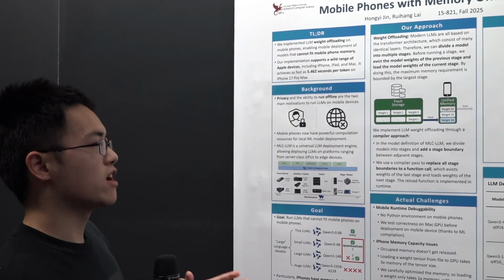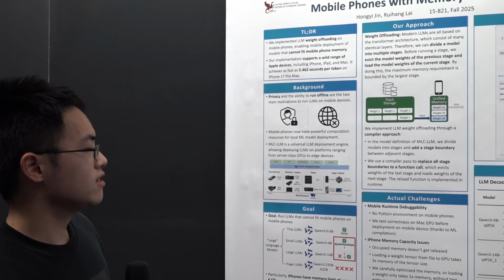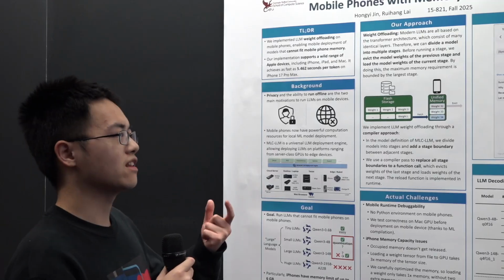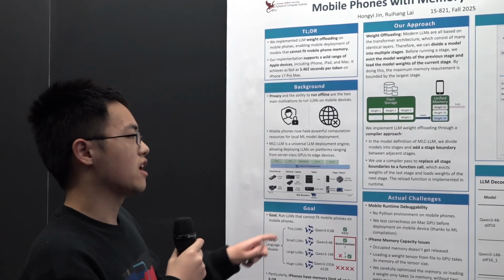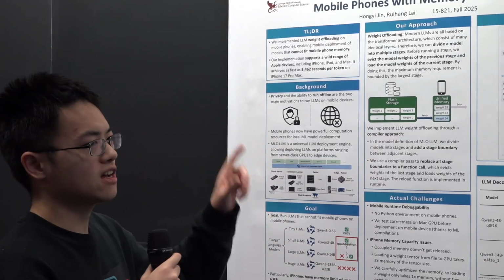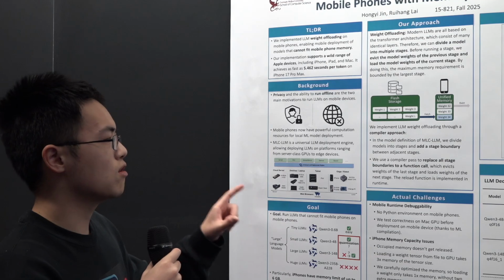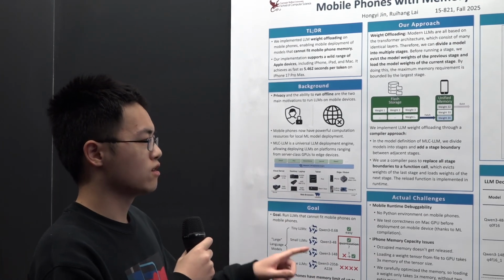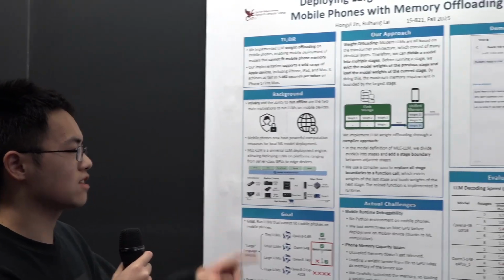We implement the weight offloading technique through a compiler approach. First, we add a stage boundary to the model definitions in MLC LLM. And the next step is to transform the stage boundary into a function call, which evicts the weights of the last stage and loads weights of the next stage.